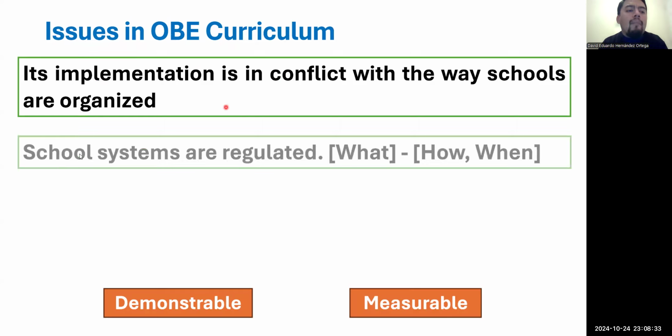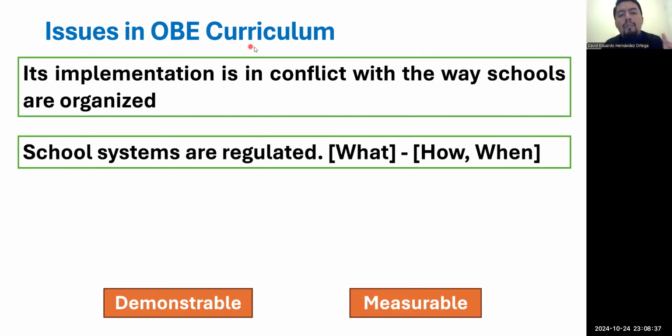Why? Because the school systems are regulated. With this approach, we focus on what students are able to do. But the problem is that the regulation of the school systems establishes and frames when and how. What do you mean by this? For example, in Mexico, we have different institutions, and we have the curricula, the syllabi, and the programs. However, the programs are distributed within a period of time. For example, a year of work, or I mean, a school year or semesters. So, in a way, we are determined by time, something that is against this approach.